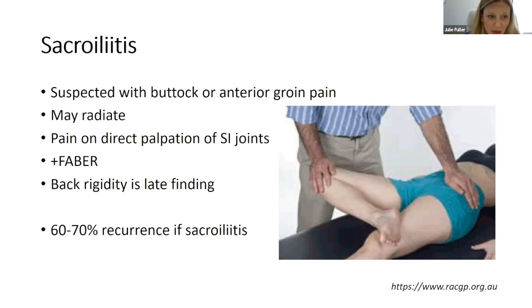When I have a patient with sacroiliitis, I do counsel them that there is also a high recurrence rate with this. So these boys that are on medications to treat their arthritis, we encourage them to stay on those medications long term. There is quite a high recurrence rate, particularly if they have sacroiliitis.